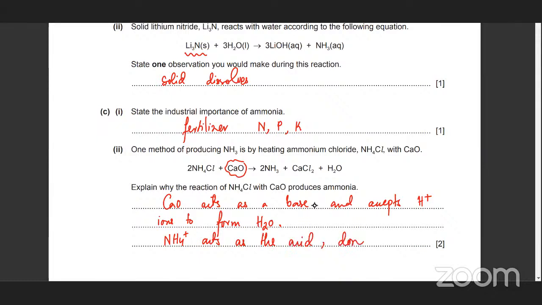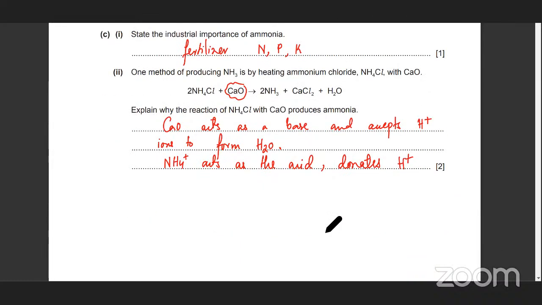And it donates an H plus ion, which means that it loses the H plus ion to form NH3. So that's what's happening. Calcium oxide is acting as a base. The oxygen in calcium oxide is acting as a base and accepts H plus ions to form H2O, and takes the H plus ions away from NH4 plus.